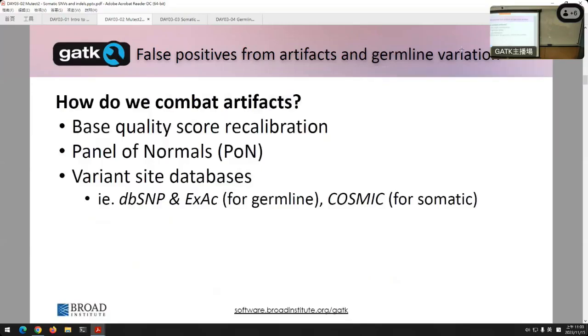So we talk about artifacts, but how do we get rid of them? Well, BQSR, we spoke about that already, right? Some parts of it will look exactly like our normal calling pipeline. Also, our panel of normals really helps figure out artifacts. I will go into a lot more detail on those as well, but the idea is that you ideally run samples unrelated to the actual person from which you're taking the somatic cell, the tumor cells, and the normal. These are unrelated people run through your same pipeline. They also help us to discover what might be artifacts of your sequencing. And like I mentioned, we also use variant site databases. dbSNP and ExAC are great for the germline side, and COSMIC is good for somatic.